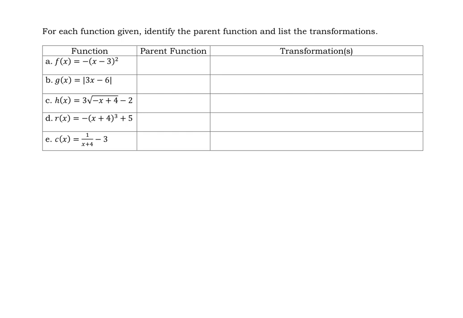Now we're just going to practice some parent functions and transformations. I'm going to take a look. This has a 2 in the grouping symbol, so this makes this a quadratic. Then I have a negative on the outside and a minus 3 on the inside. The negative on the outside is reflect over the x-axis, and the minus 3 on the inside, remember, is opposite, so I'm going to the right 3.